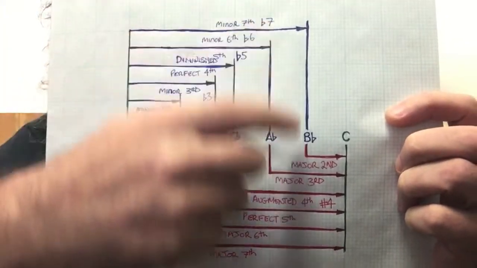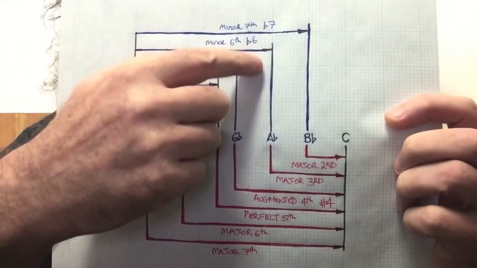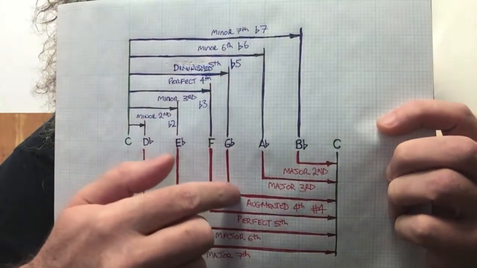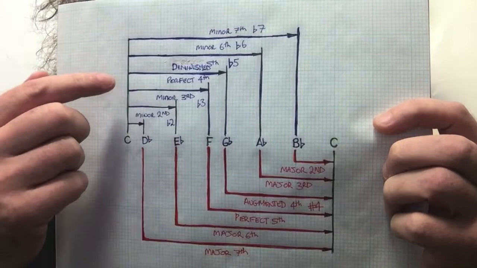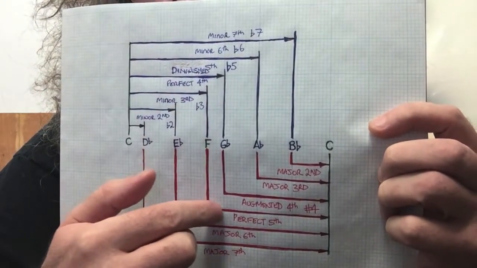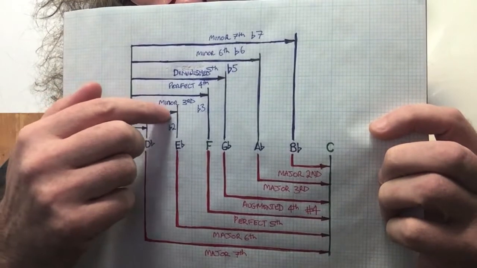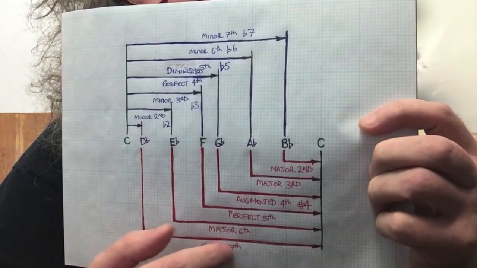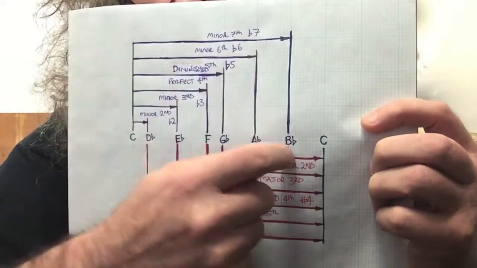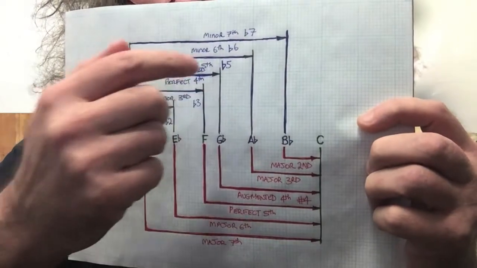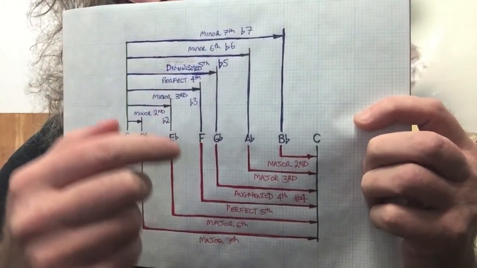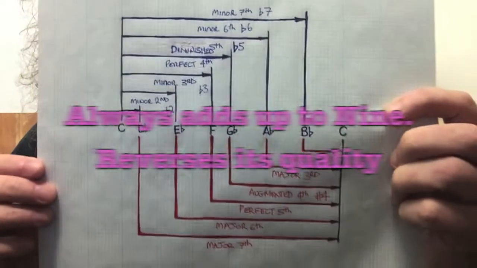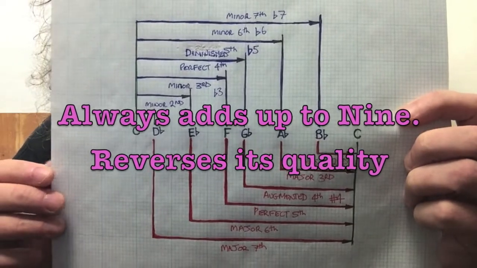Okay, so minor 7 becomes a major 2, a minor 6 becomes a major third, a flat 5 or diminished fifth becomes an augmented fourth, a perfect fourth becomes a perfect fifth, a minor third becomes a major 6, and a minor second becomes a major 7. So once again, 7 and 2 is 9, 6 and 3 is 9, 4 and 5 is 9, 5 and 4 is 9, 3 and 6 is 9, and 2 and 7 is 9. So it always adds up to 9 and it always reverses its quality.